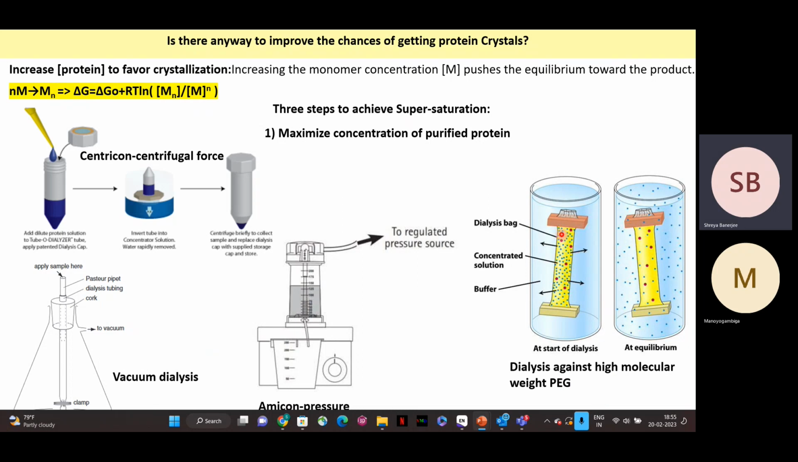And another method is called dialysis against high molecular weight polyethylene glycol. So basically, say these blue molecules that are shown here are your impurities or solvent molecules. And on the outside, you have polyethylene glycol solution. So in order to dilute the polyethylene glycol solution, the solvent molecules will come out from the dialysis bag, and this will result in a concentration of the protein solution inside the dialysis bag. So using these four methods, you can maximize the concentration of the purified protein to achieve supersaturation.